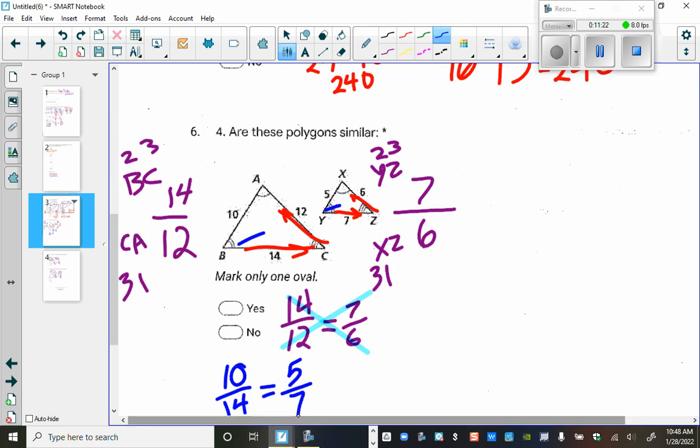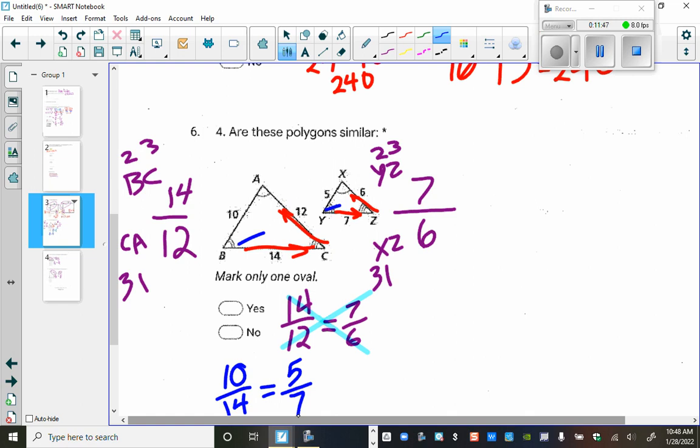But you have to make sure that corresponding sides match. Because, as I'm going to show you with the other problem, if the corresponding sides don't match, then you could have an incorrect answer. So beware. But that's another way.